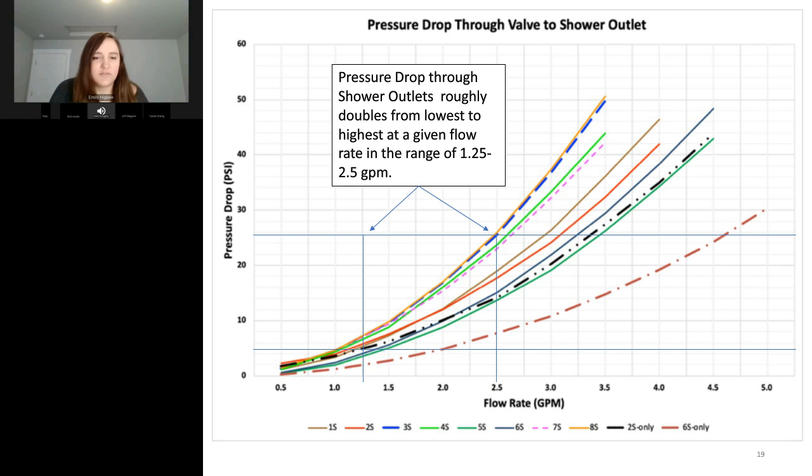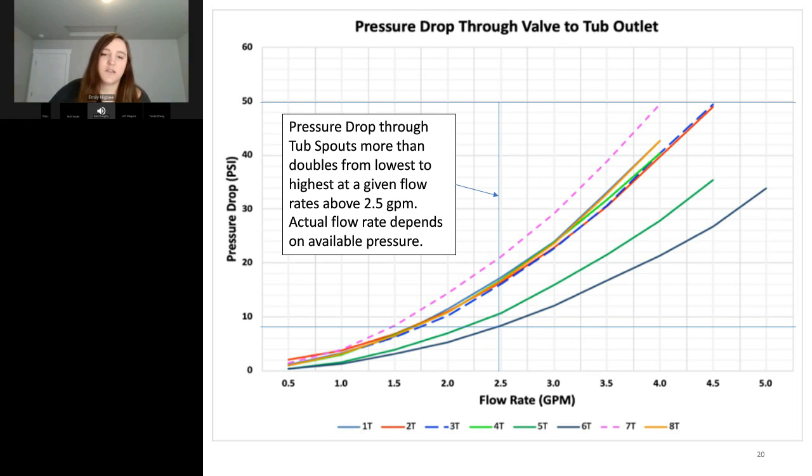We also looked at the tub valve as well. Above 2.5 GPM, there is also a range, like a doubling that is happening, between 2.5 and the highest flow rate around 4. There's a wide range, and it goes up to around 40 to 50 psi, and some are a little lower. But just a note here, actual flow depends on the available pressure.